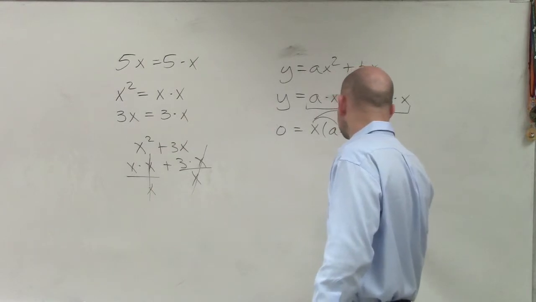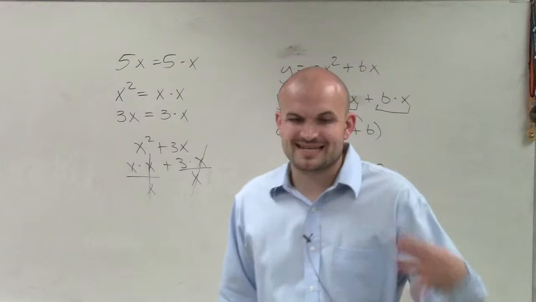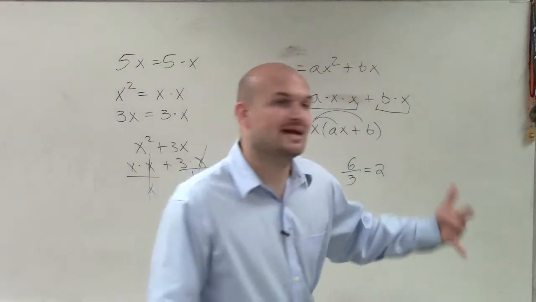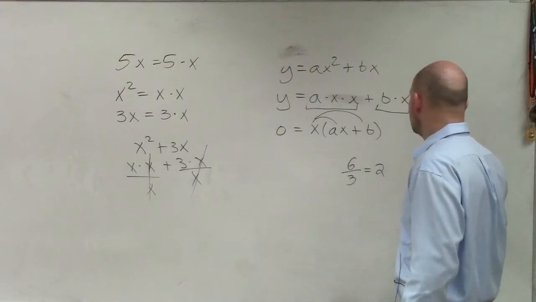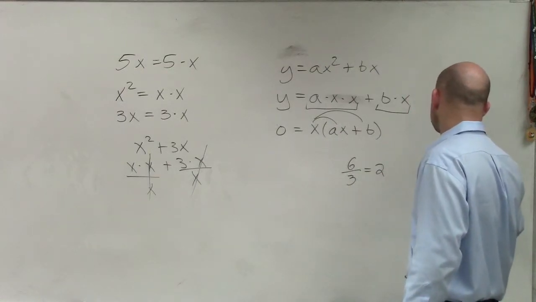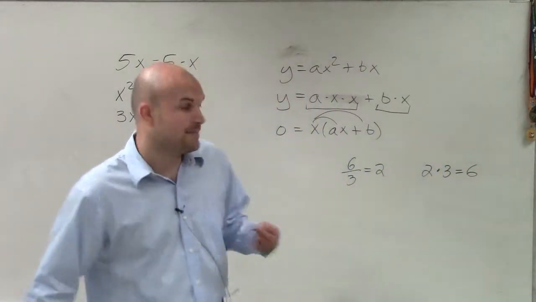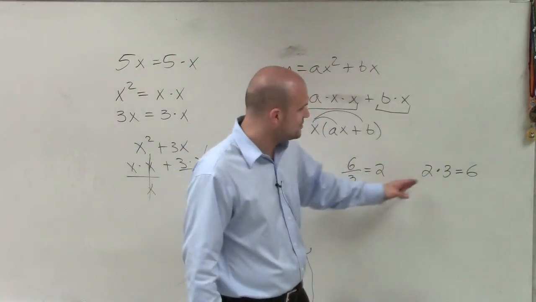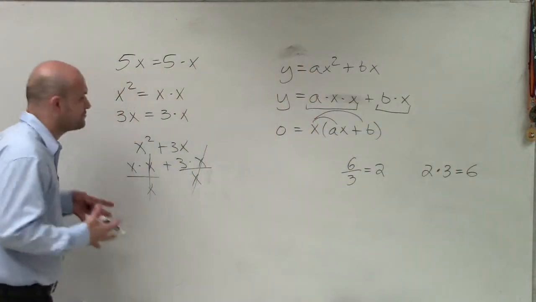If I rewrite 6 divided by 3, we know that equals 2, right? But what we're doing is taking the division and rewriting it as a product. 6 divided by 3 equals 2. Well, we can also rewrite that in terms of 2 times 3 equals 6. And by rewriting 6 divided by 3 equals 2 as 2 times 3 equals 6, we've now written this as a product. And that's essentially what we're doing.